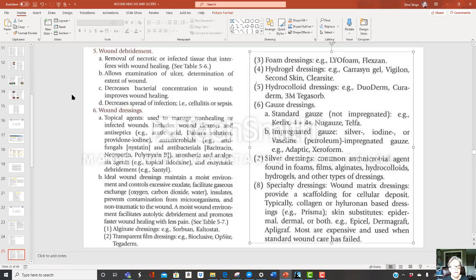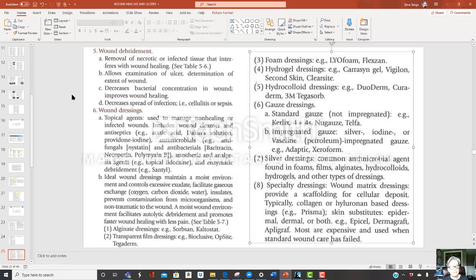used to manage non-healing or infected wounds. Includes wound cleanser and antiseptics, acetic acid, Dakin solutions, povidone iodine, antimicrobials such as antifungals, nystatin, and antibacterials, bacitracin, neosporin, anesthesia and analgesic agents such as topical lidocaine, and enzymatic debridement such as Santyl.